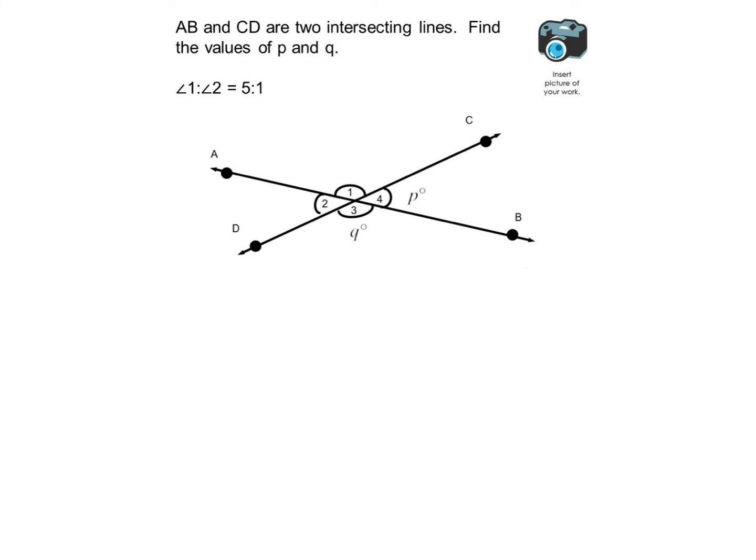All right, let's see. Oh, this is a ratio one. So angle 1 is 5 units. So I'm going to put 5 units over here. Angle 2 is 1 unit. So I'm going to put 1 unit right here. They are intersecting lines. All right. So I'm just looking at how I'm going to attack it.